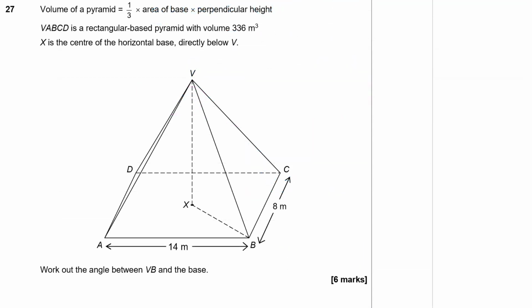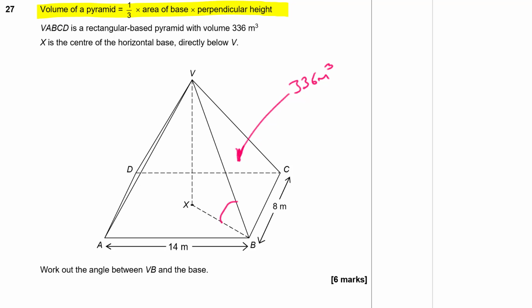In question 27, the examiner has rather kindly reminded us of the volume of a pyramid formula. We are told that the volume of this particular pyramid is 336 cubic meters, and we're being asked to find the angle between VB and the base. So being asked to find that angle there.